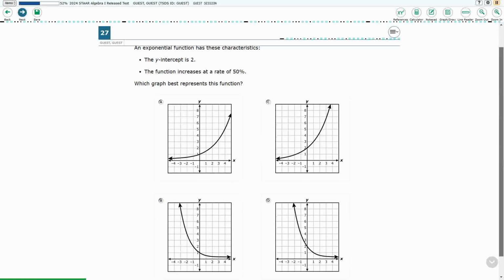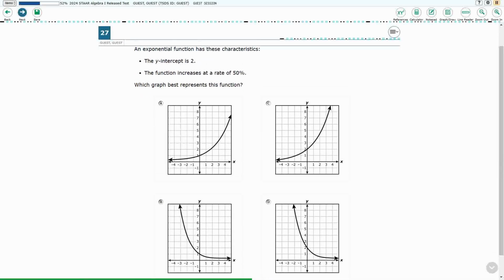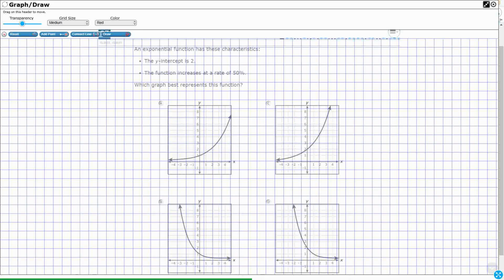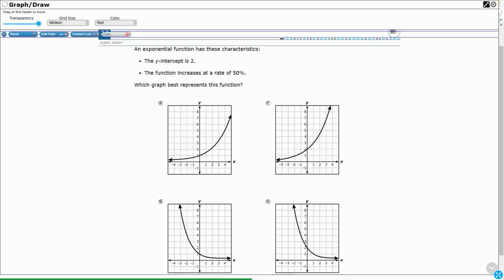Next, for number 27, we are looking at 8.9d. We are graphing exponential functions. Now, we have an exponential function, which has some characteristics. We have a y-intercept of 2. We're just trying to match the graph. A y-intercept is a y-intercept, whether it's a linear equation, a quadratic equation, or an exponential equation.